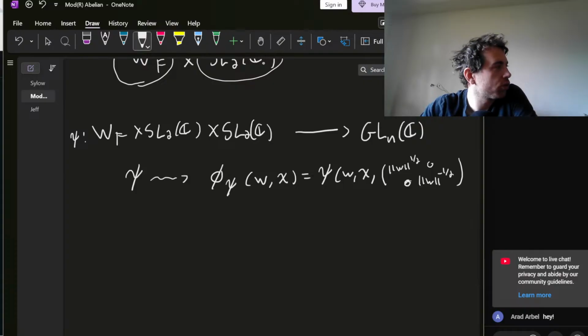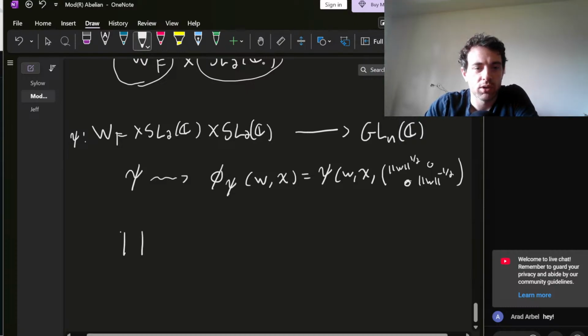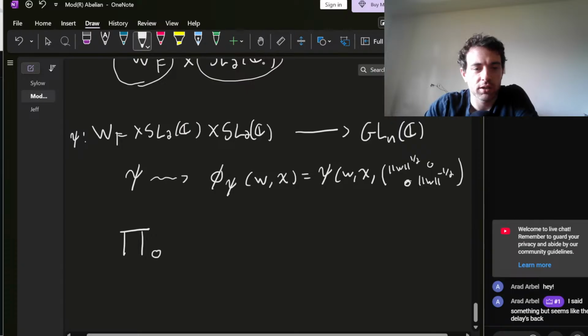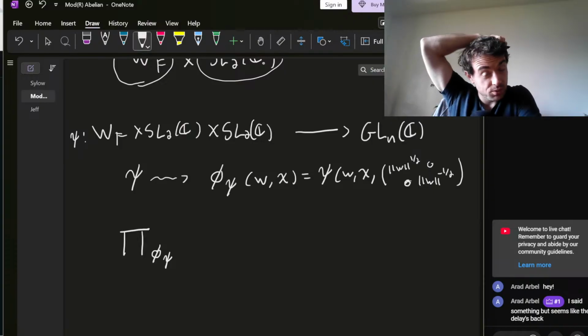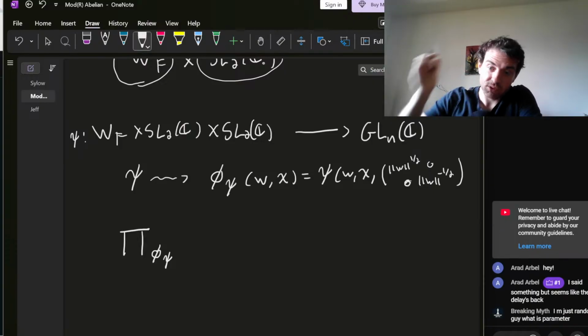Right. So Arthur parameters. Well, then there's also a notion of an Arthur packet. So we have a notion of an L-packet, right? Those are all the representations that correspond to this. Oh, the delay's back. Well, who knows?